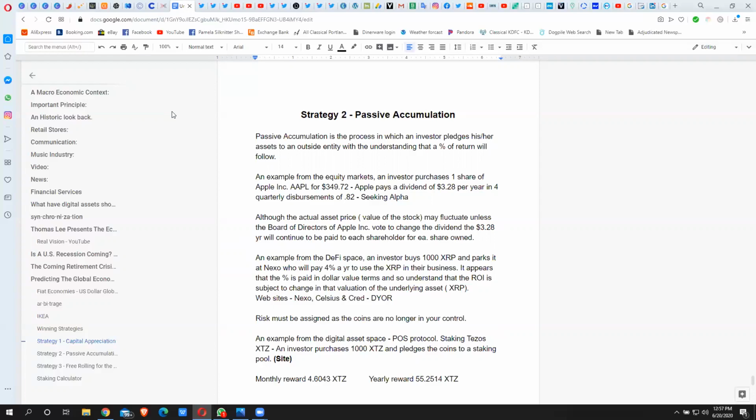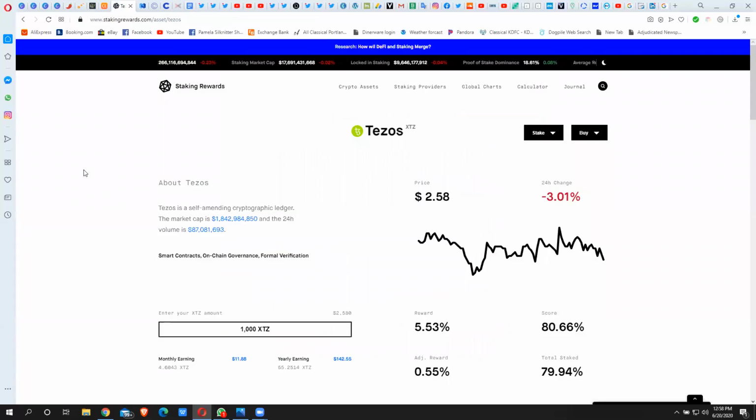Let's take a look at one of these proof of stake protocols. So here's an example using a proof of stake protocol. It's Tezos. Staking Tezos, which is the XTZ token, an investor purchases 1,000 XTZ and pledges the coins to a staking pool. Here is a staking rewards calculator by Tezos showing those exact numbers.